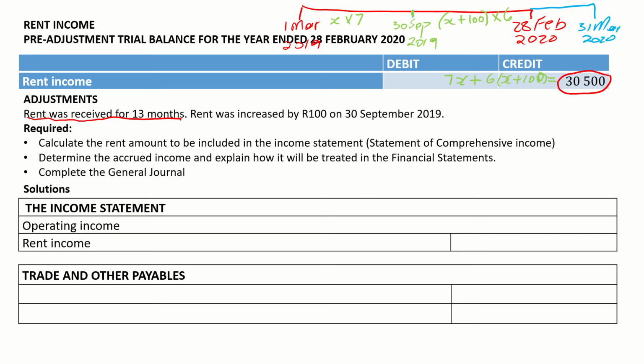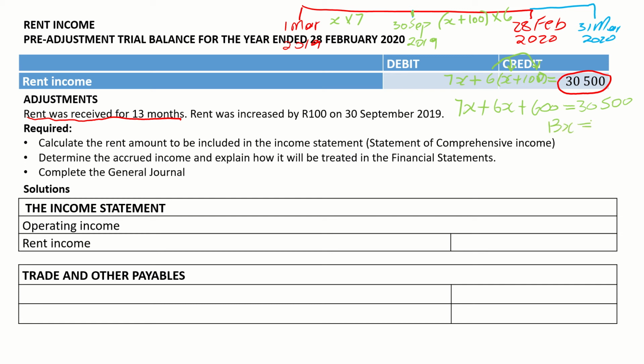Now all you have to do is to apply grade 8 maths. So you will simply take 6, multiply it with X and with 100, and you will end up having 7X plus 6X, plus 600, which is equal to 30,500. And then you're going to add 7 with 6. What is 7 plus 6? 7 plus 6 will give you 13X.